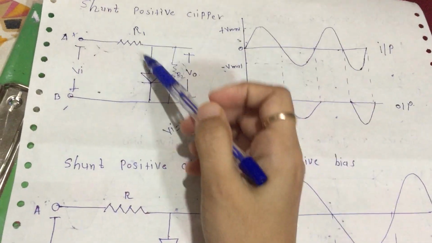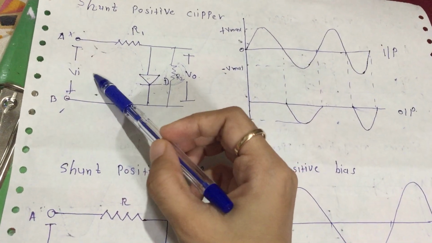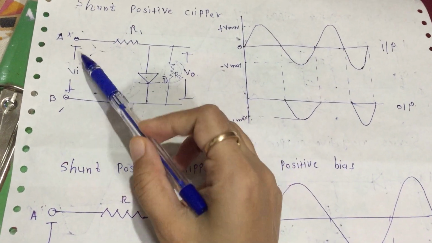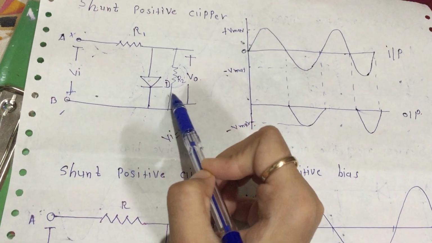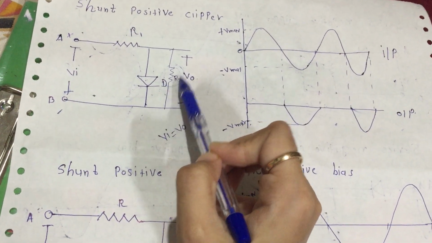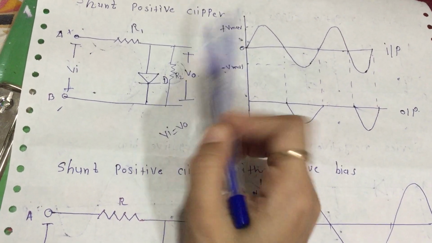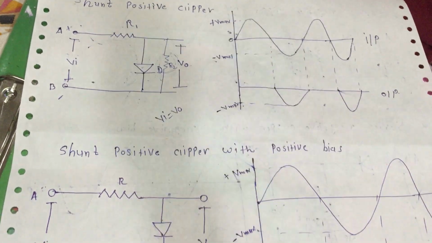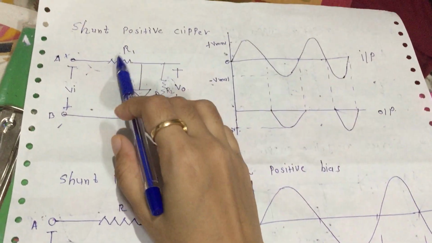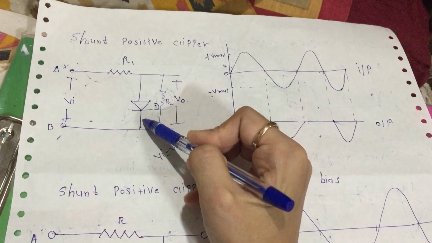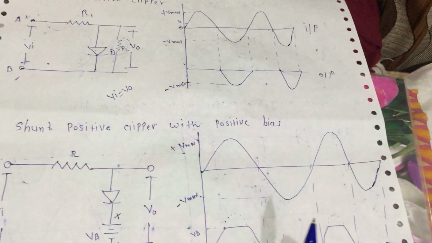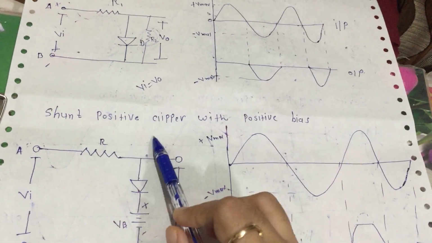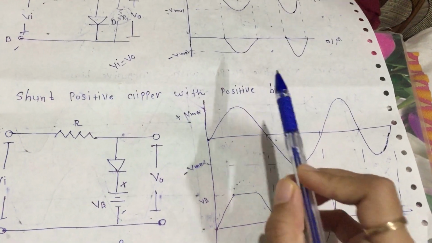But in forward bias we are not getting any half cycle because this is a closed path and there is no load resistance here, so no current comes here. Okay, so this is a shunt positive clipper. This is a shunt, which is connected in parallel, that's why. Okay, let's see another one, the shunt positive clipper with bias.